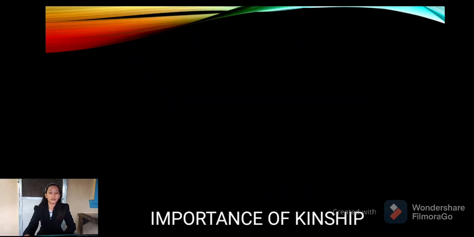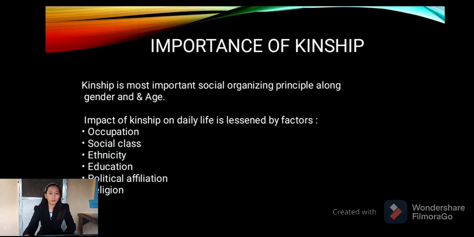And the importance of kinship. Kinship is the most important social organizing principle, along with gender and age. The impact of kinship on daily lives is lessened by factors. These are occupation, social class, ethnicity, education, political affiliation, and religion.